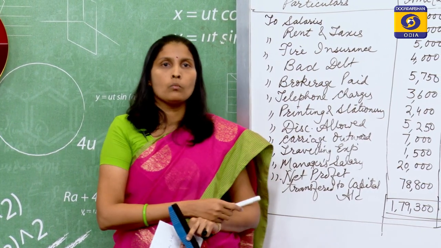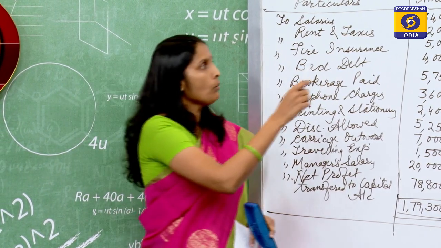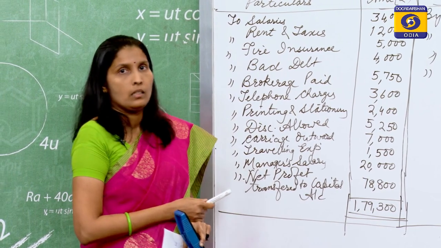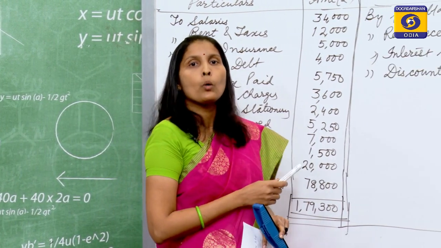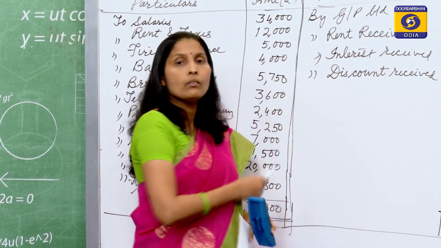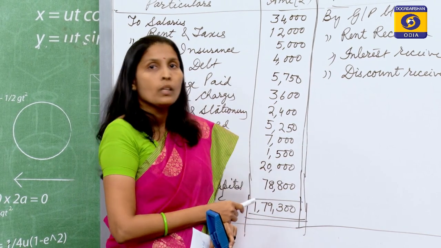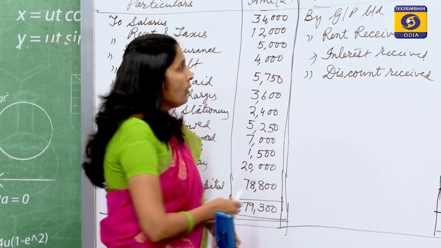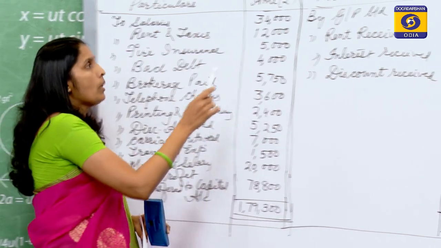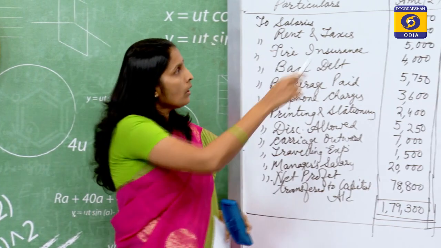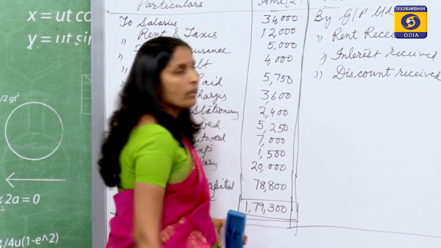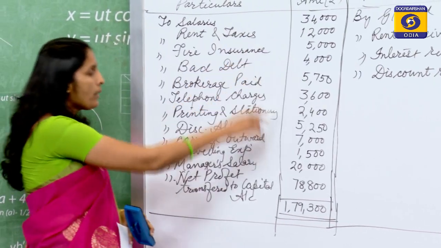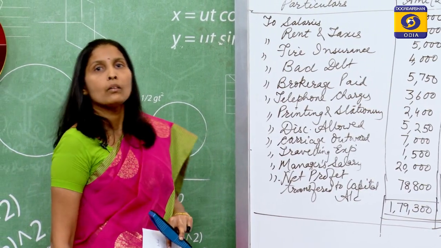Once all the debit items, all the expenses, have been entered on the debit side, then we move to the credit side to enter all those items of incomes and gains that are given to us in the question. In the question we have been provided with rent received, amount 17,500, interest received 7,700, and discount received 4,100. After we have debited and credited the respective items, the next thing we did was the totaling. The credit side total came to 1,79,300, and the debit side total came to 1,05,000.